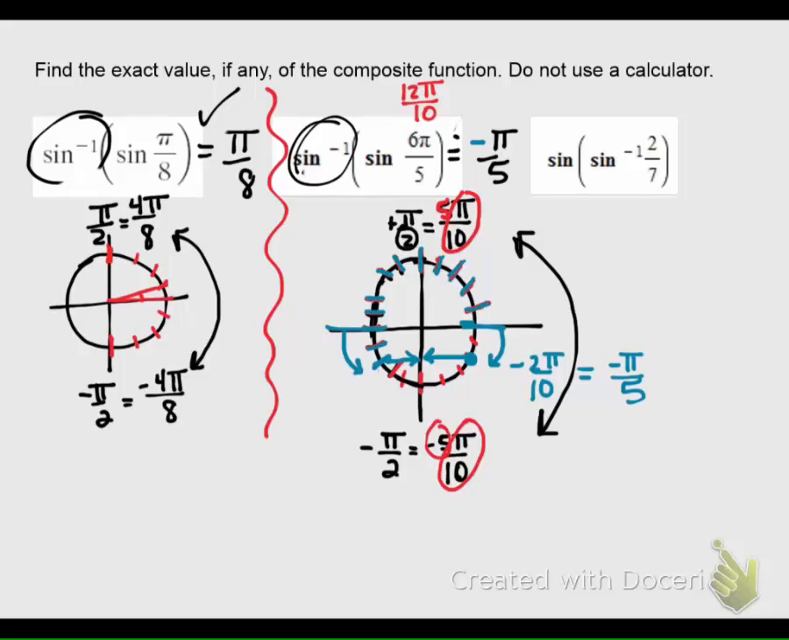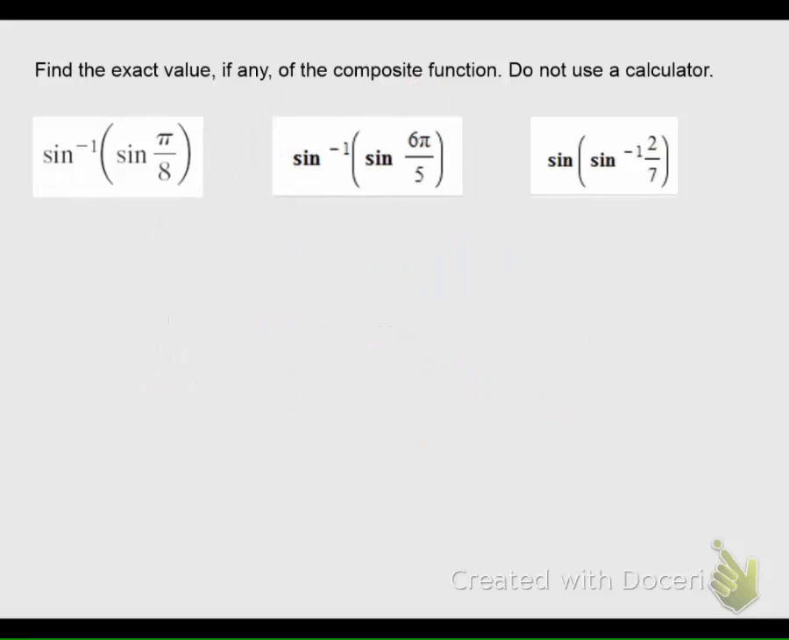Any questions on that one? Okay, let's try another one. This time your outer function is a sine, and the range of sine is negative 1 to 1. With these, you often don't need the picture as much because it's easier to tell if 2/7 is a number between negative 1 and 1. Yeah, so the answer is 2/7.